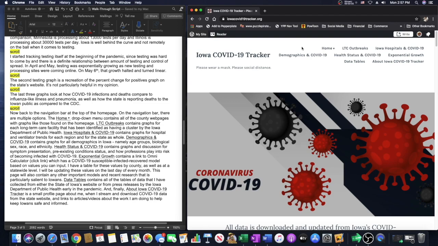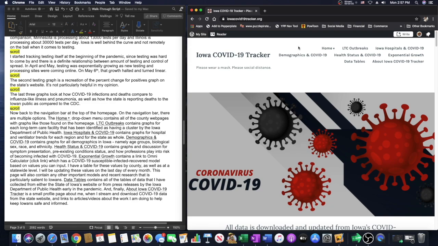Exponential growth contains a link to Omni Calculator, which has a COVID-19 susceptible infected recovered model based on values you can input. I have a table for these values by county, as well as at a statewide level. I will be updating these values on the last day of every month.